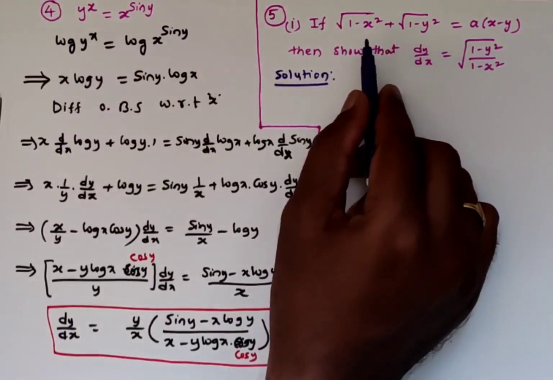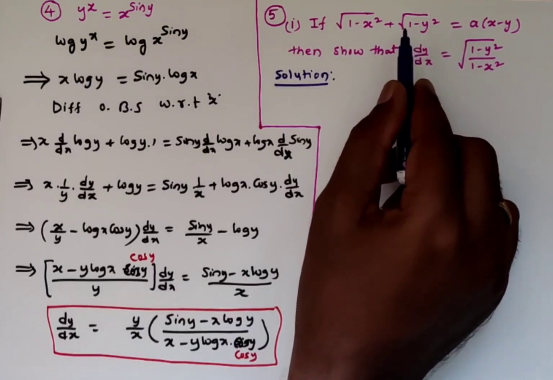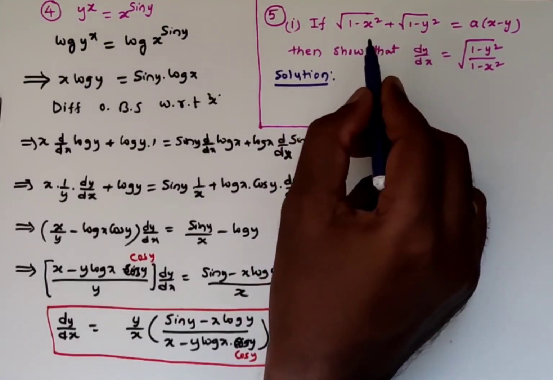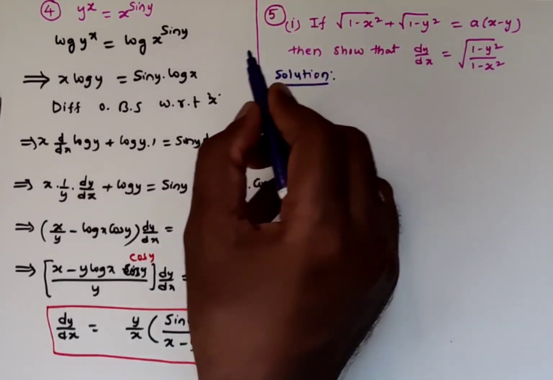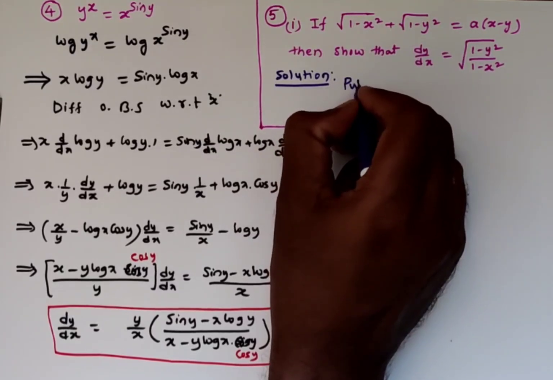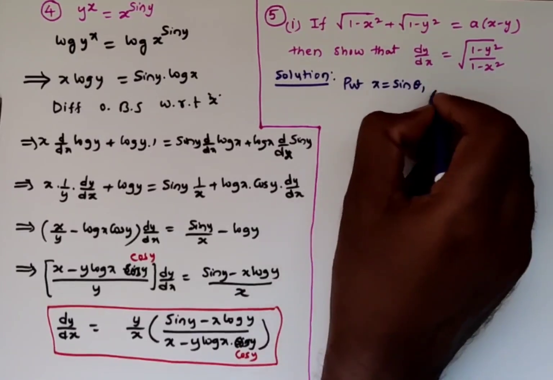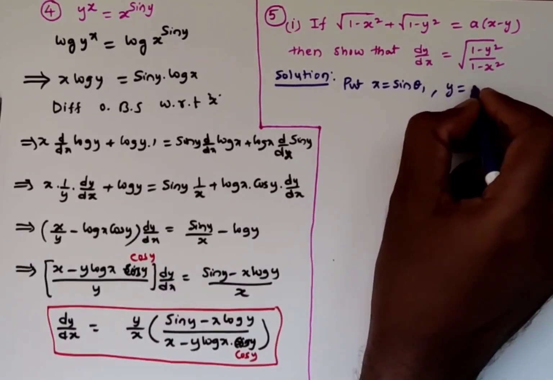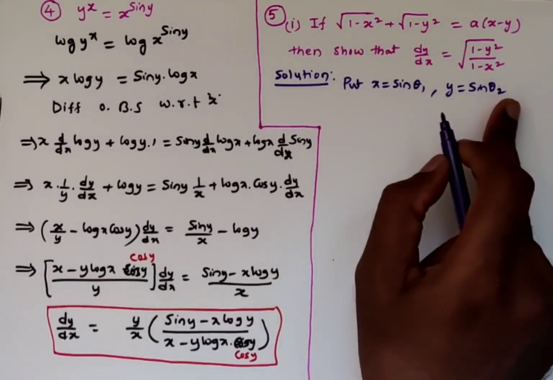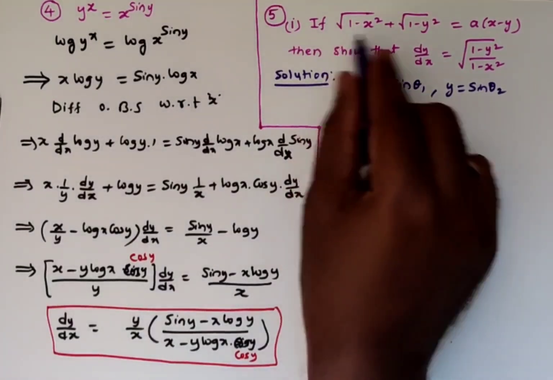So two variables are there. So you can replace x with some trigonometric ratio and y with another, right? So I am writing either sin theta or cos theta. So better go with sin theta or cos theta. So put x equal to sin theta 1, and y also I take as sin of theta 2, some other variable, some other angle. Now replace in this given equation.